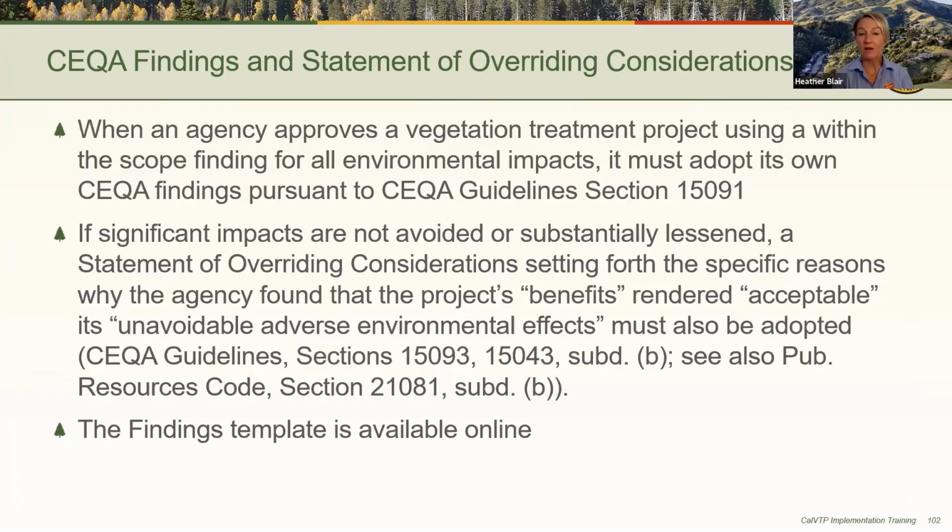An agency must also adopt its own project-specific CEQA findings in any case, and a statement of overriding considerations if there are significant and unavoidable impacts. This is pursuant to CEQA Guidelines Section 15091. The template for these project-specific findings and statement of overriding considerations is available on the How to Implement the CalVTP webpage, and those can be adapted for your specific project.